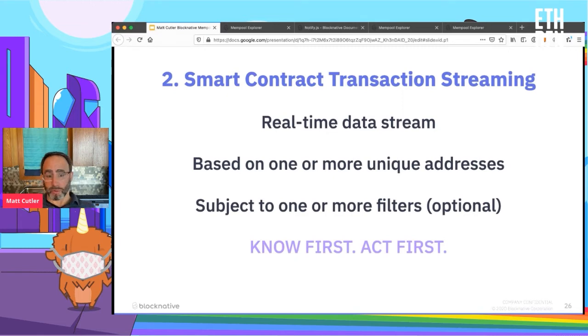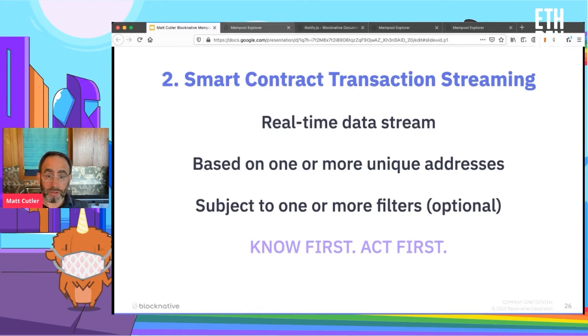Now let's generalize it. So what we're going to do now is, instead of looking at a wallet address, we're going to look at a smart contract address. So what we're going to get is a real-time data stream of mainnet transactions. And this notion of smart contract transaction streaming is you can have multiple contracts. So you can be looking at multiple things at once, and then you can filter those down to only get specific events that you care about. And the whole idea here is, hey, you're seeing transactions at their earliest point of origination in the network, and because you know first, you can therefore act first on it.